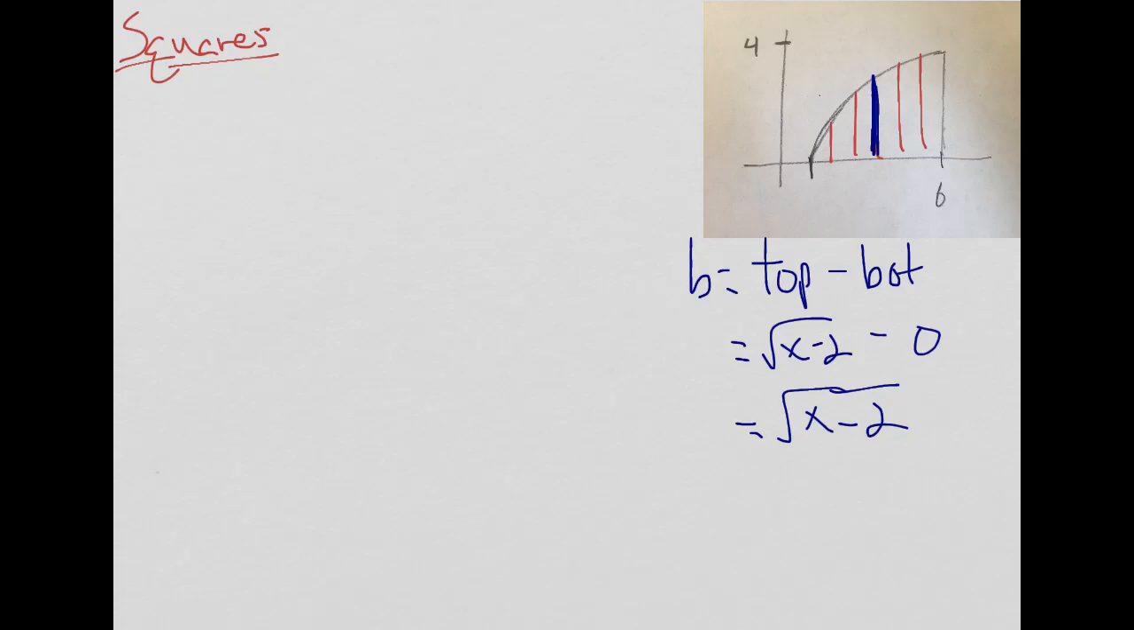So part A wants me to do squares. I didn't label this on the thing. This should be marked as 2. So I am going dx for all of these. So for the squares, I'm going to go integral of base squared dx.